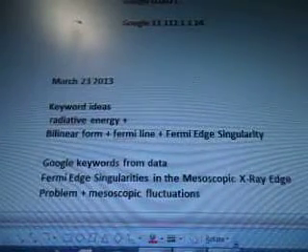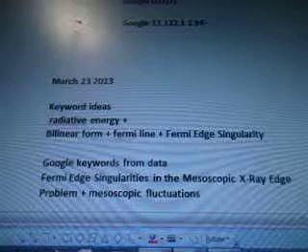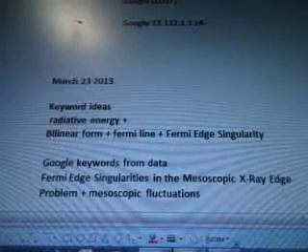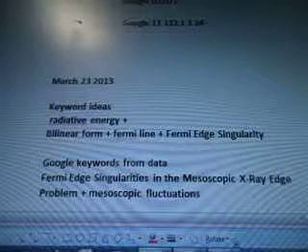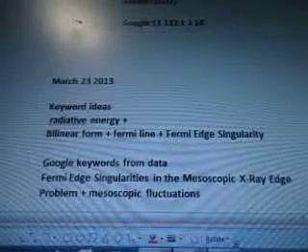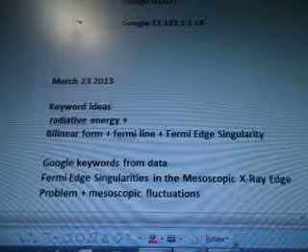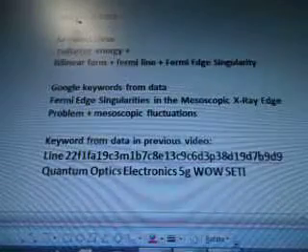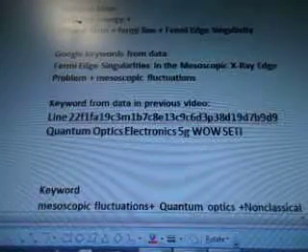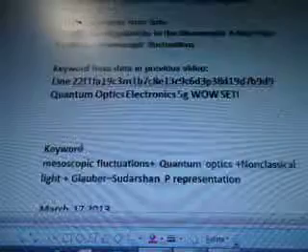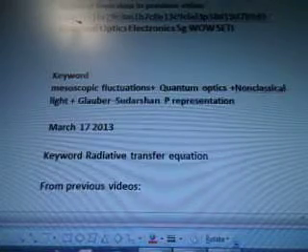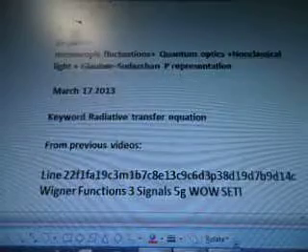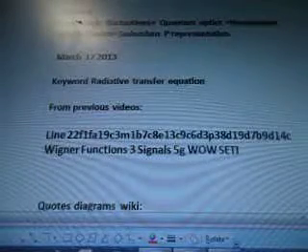And this is a photon transport keyword research, radiative transfer, and diffusion from the WOW data. March 23rd, 2013. Today's April 21st. The keywords are radiative energy, bilinear form, Fermi line, Fermi Edge Singularity. Then we got Mesoscopic X-Ray Edge Problem, Mesoscopic fluctuations, another line of data, that was quantum optics electronics, and then we had mesoscopic fluctuations, quantum optics, non-classical light, Glauber Sudarshan P representation, and the key was radiative transfer equation.